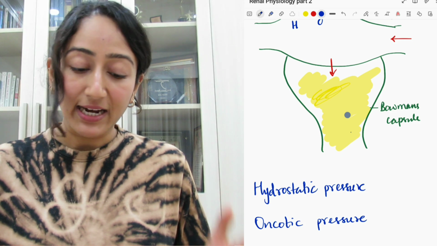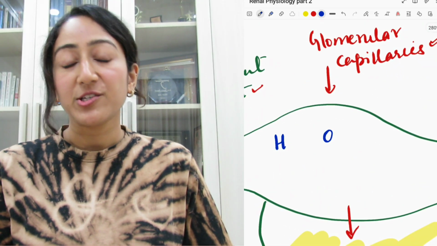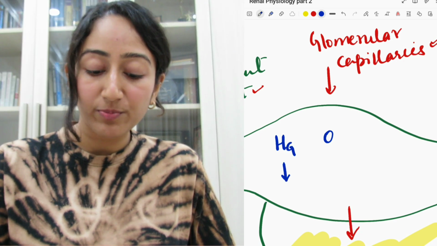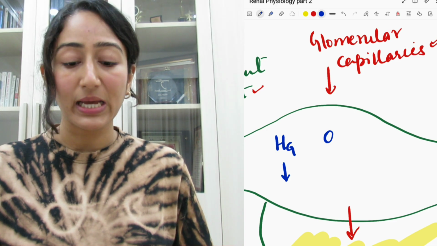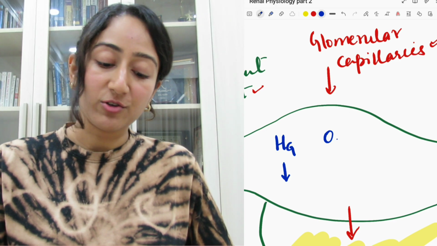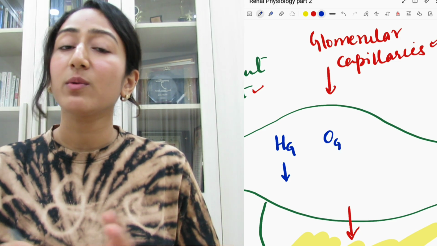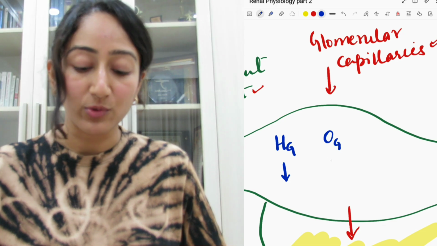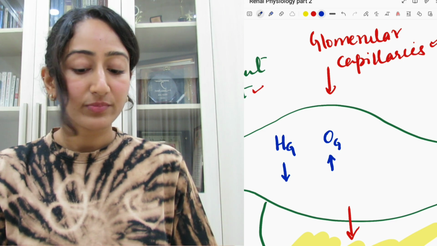So in that way, if this is our glomerulus, the hydrostatic pressure of the glomerulus will actually exert an outward pressure, right? It will want this plasma to enter into the Bowman's capsule, whereas the oncotic pressure of the glomerulus, all the plasma proteins in the glomerular capillaries, will want to retain all of that plasma. They will not want to send it into the Bowman's capsule. So they will exert an opposite force inwards, right?